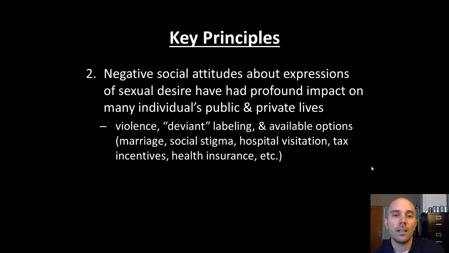The second key principle is that negative social attitudes about the expressions of sexual desire have had profound impact on many individuals, both public and private lives. So being labeled deviant is certainly one way. Of course, people have been killed, unfortunately, for being gay. There's bullying, there's other violence that takes place simply over one's sexual orientation. And of course there's other ways in which they're discriminated against, available options. Can they legally marry? Is it a social stigma, hospital visitations, tax incentives, health care insurance, and so on and so forth.